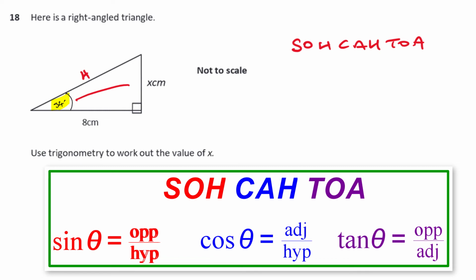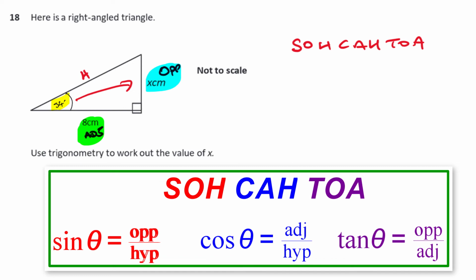Then this one over here, look, is the opposite because it's opposite the angle, and this one down here is the adjacent because it's adjacent or next to the angle. Okay, so I've been given the adjacent, which is 8. I want to find the opposite, which is x.